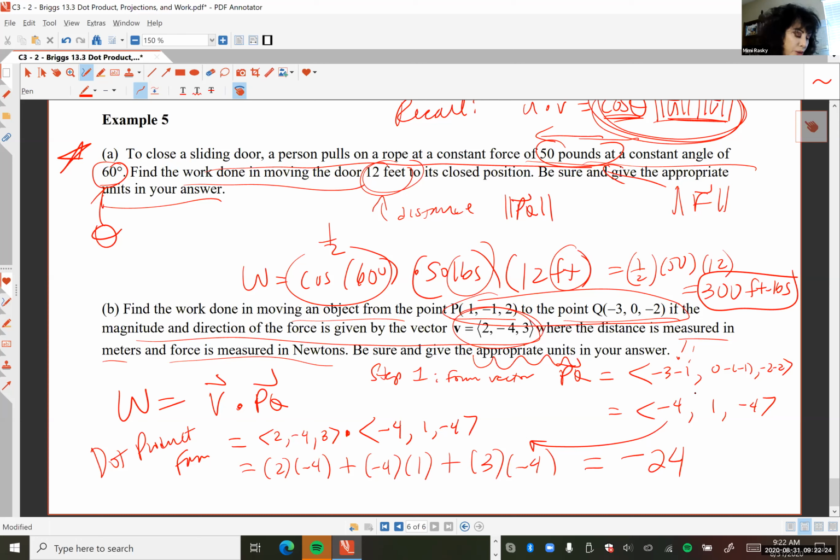Now, what are the units? -24. Not foot-pounds this time, because we're in the metric system. So there are 2 answers I'll accept. One of them is Newton-meters, or you can write -24 capital letter J, where J stands for, anybody know? Joules. Joules, thank you very much. Joules means the same unit as Newton-meters. Same.